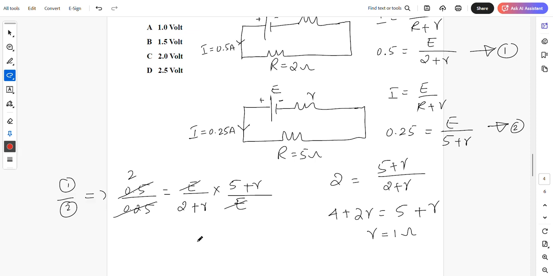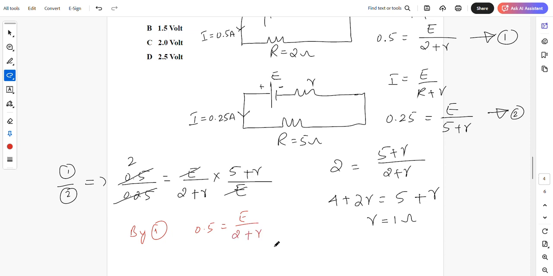Now, by equation 1, we have 0.5 is equal to E divided by 2 plus r. Multiplying 0.5 into 2 plus r, with the value of r, we got 1, is equal to E. Therefore, E is equal to 3 into 0.5. Substituting the value of r here, 1.5 volts is the right answer.